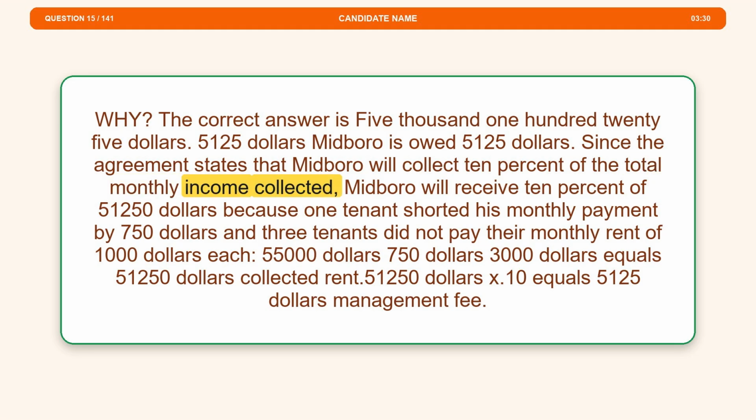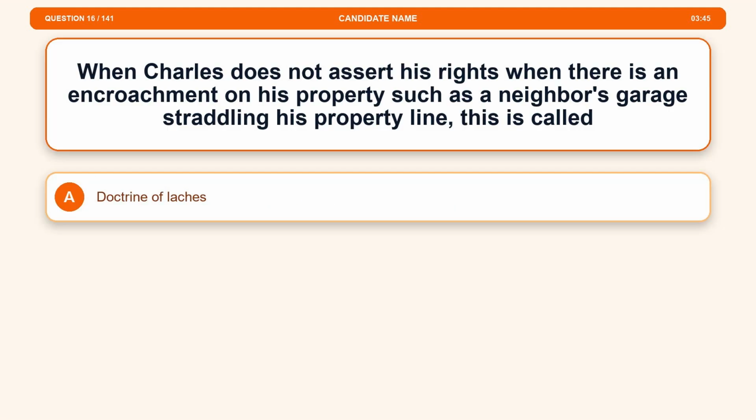of $51,250 because one tenant shorted his monthly payment by $750, and 3 tenants did not pay their monthly rent of $1,000 each. $55,000 minus $750 minus $3,000 equals $51,250 collected rent. $51,250 times 10% equals $5,125 management fee.